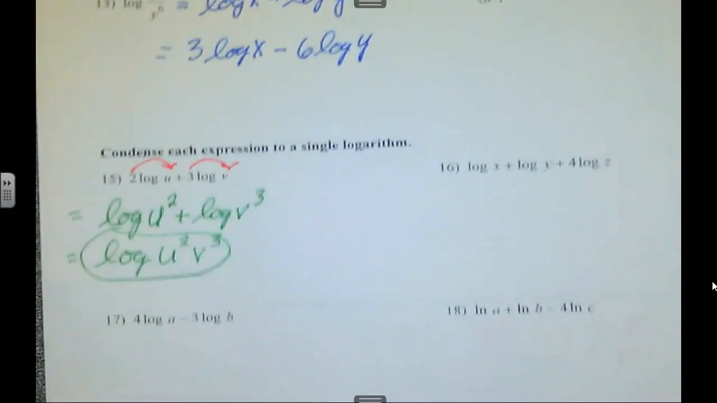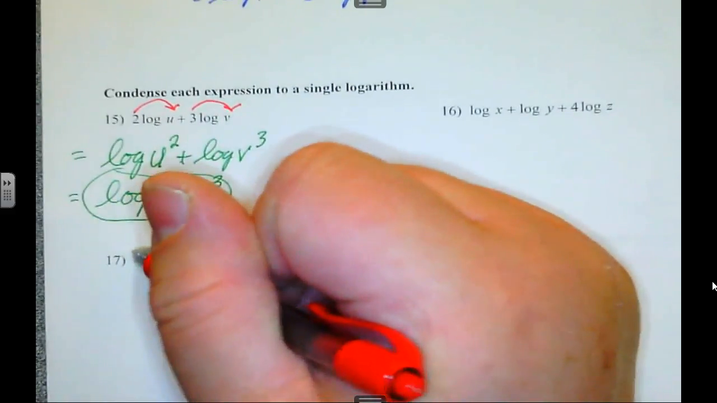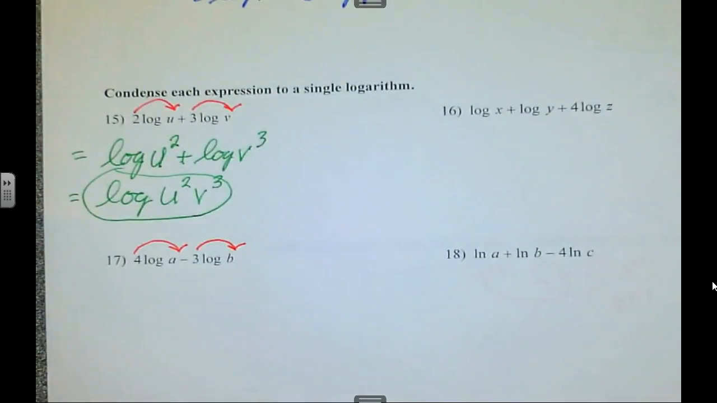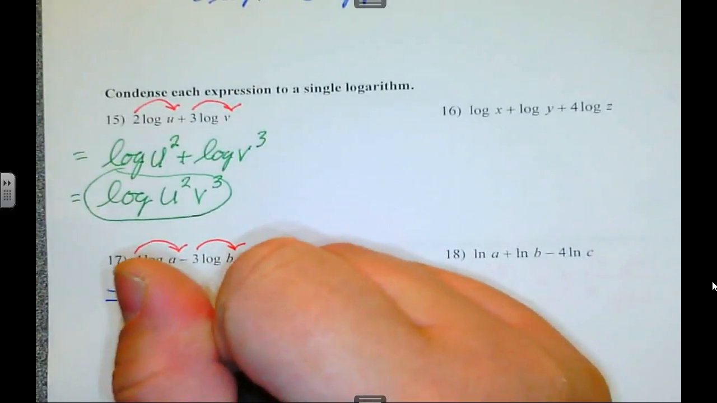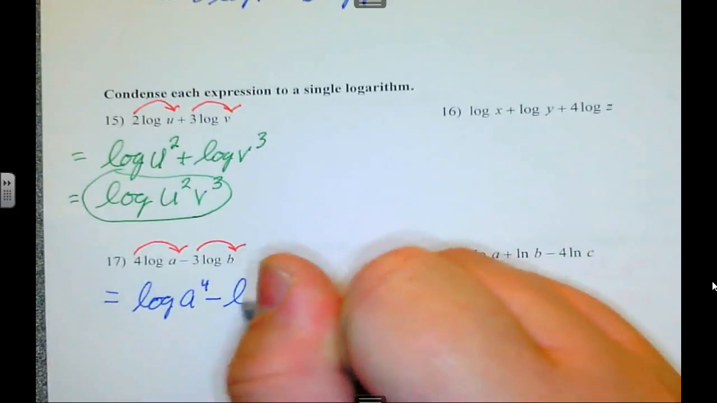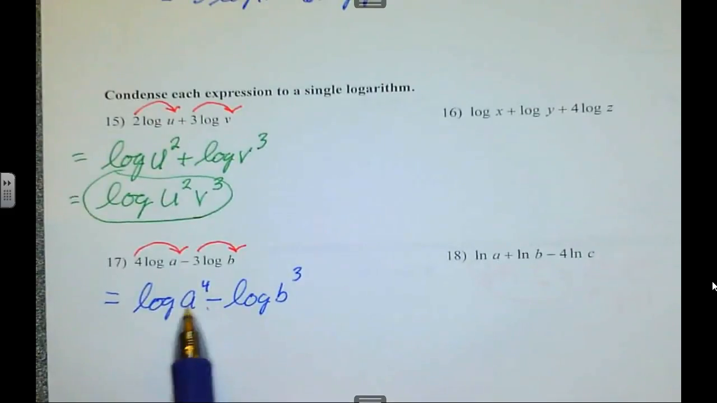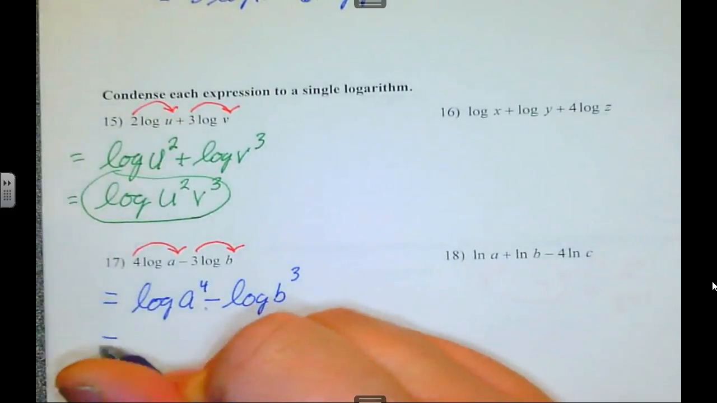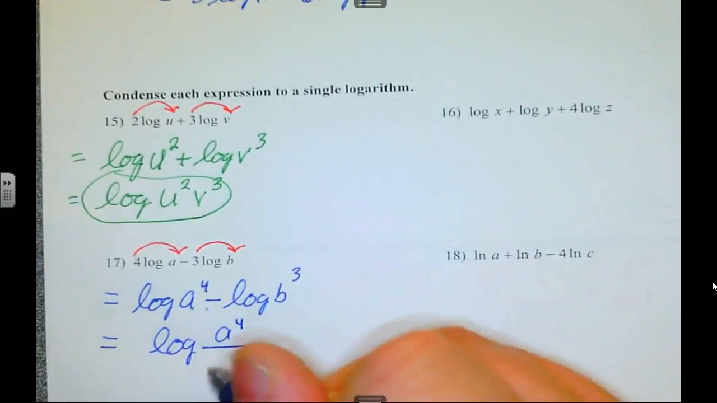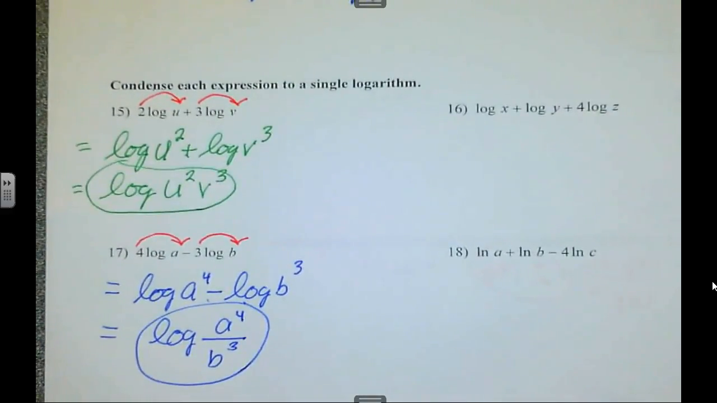And one last one. Numbers become exponents. So I have log a to the 4th minus log b cubed. I have subtraction. These become a quotient. Log a to the 4th over b cubed. And I'm done because I have 1 log.